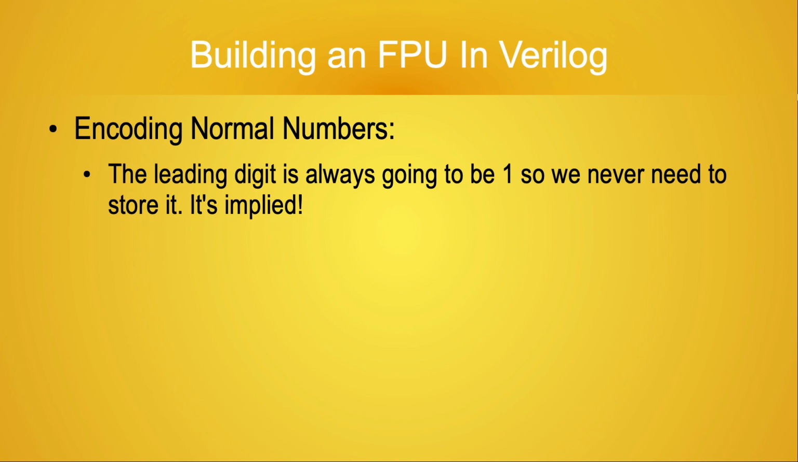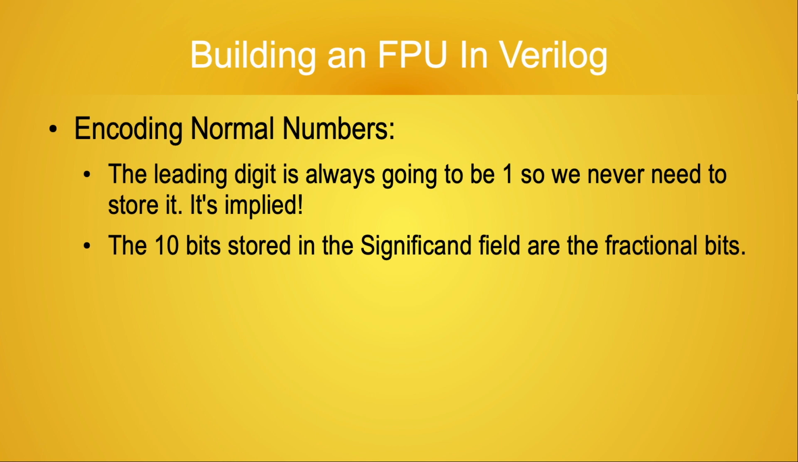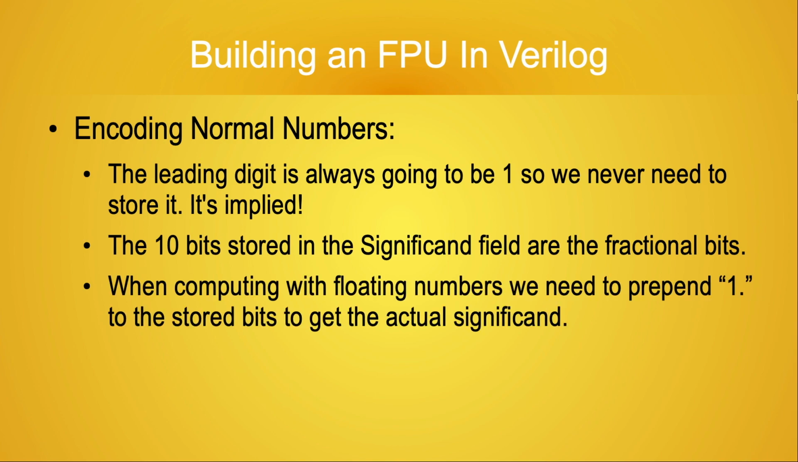Since we know that the leading digit in our significand is always going to be a 1, there's no need to store the digit. In the IEEE standard, it's implied. For normal numbers, the 10 bits stored in the significand represent only the fractional digits. To create the full significand, we prepend a 1 point in front of the 10 bits stored in the significand.